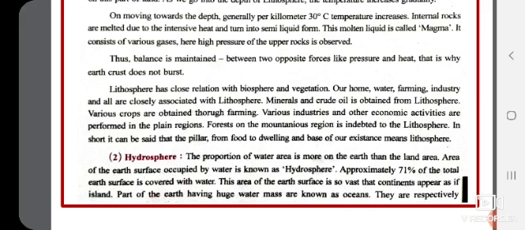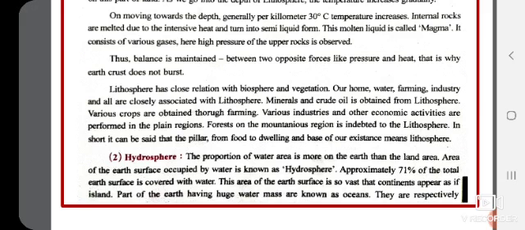As we go deeper, internal rocks melt due to the intensive heat and turn into semi-liquid form, and you must have seen many times volcanoes, lava, earthquakes. This all happens. Why? Because the depth of the earth produces very much heat over there. Due to that intensive heat, the lava bursts out, and earthquakes and all these things are formed.